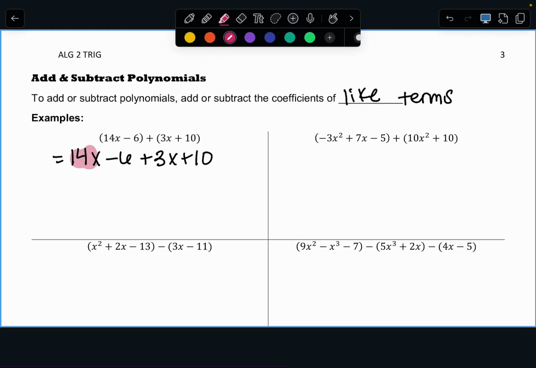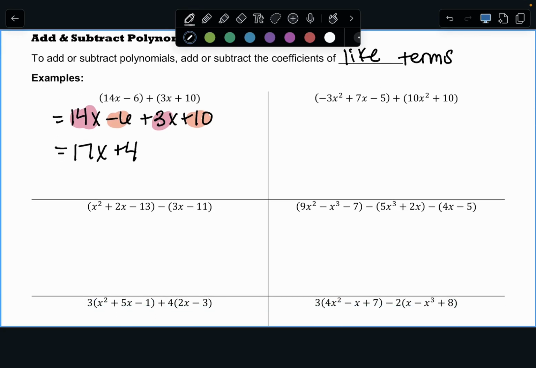What goes with the 14x? 3x. 14x plus 3x? 17x. Then negative 6 plus 10? Positive 4. That's it. Drop your parentheses if they're not doing anything. Combine like terms.